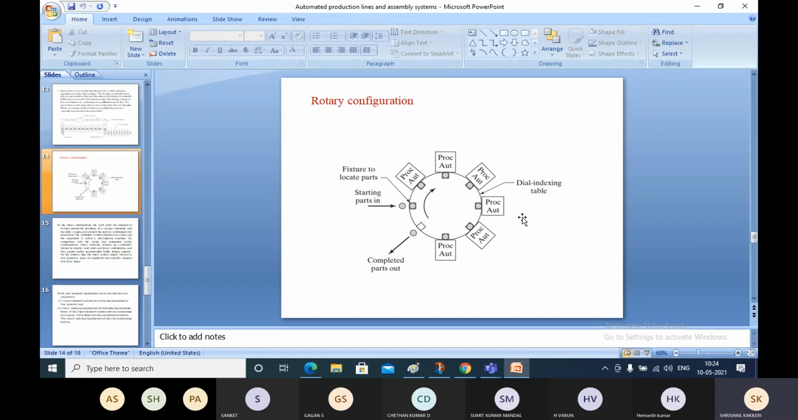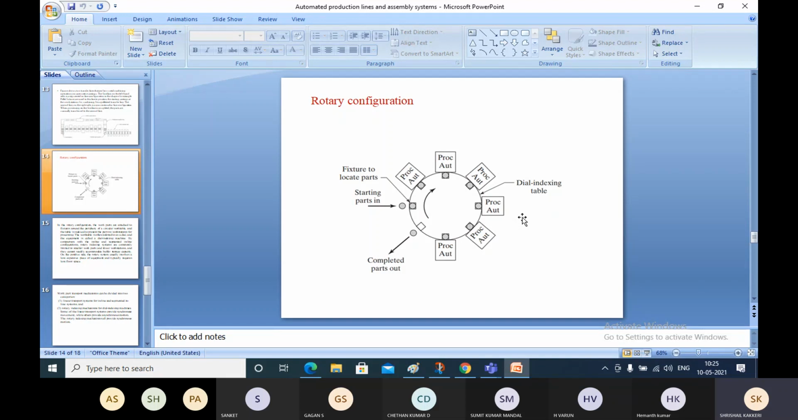We can make the arrangement as required. Suppose I want to rotate it by 45 degrees, by 30 degrees, or by 90 degrees; all these arrangements can be done on the dial indexing table. Its advantages are that it can process at a very high rate, the workspace requirement is very small, and the maintenance is very low. The limitations are that it can accommodate only smaller components, and a buffer storage unit cannot be accommodated.